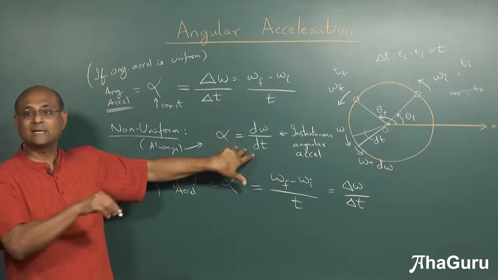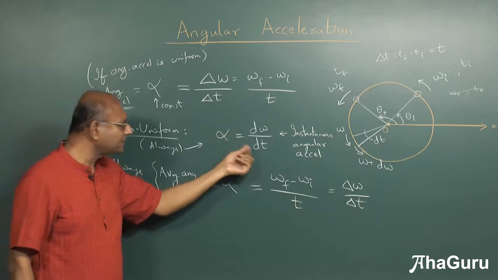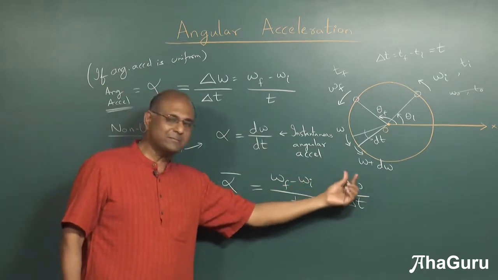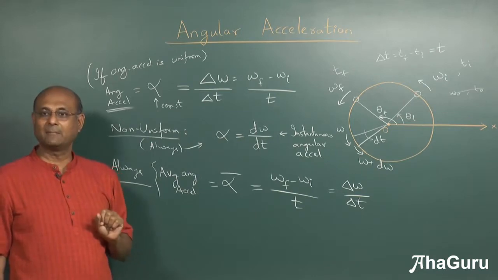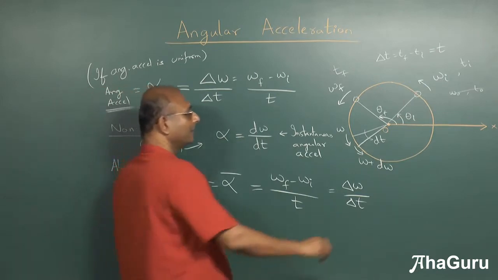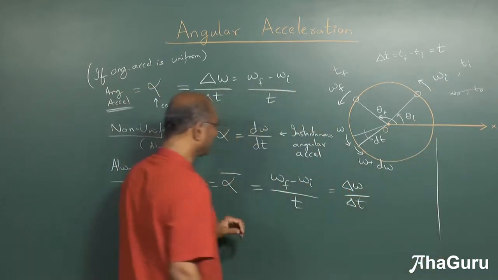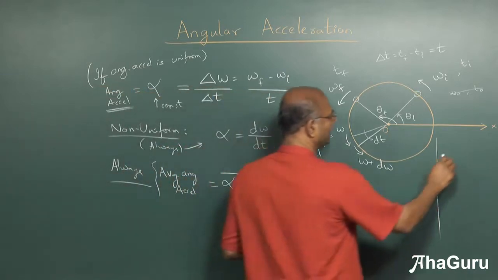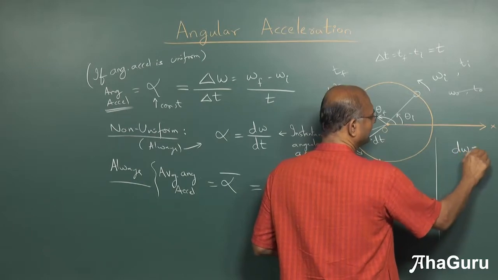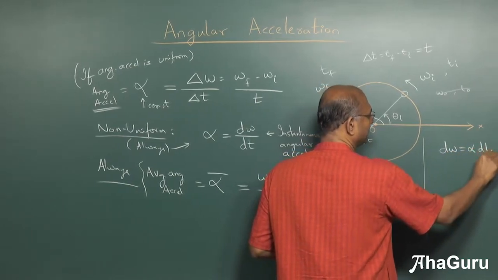What gives you then the instantaneous angular acceleration? Take a very small time interval. So exactly the same thing, except you are taking the time interval to be really tiny. So we'll write it as d omega by dt. Two things that we should remember, because we should be able to take this and convert. We should be able to write d omega is alpha into dt.